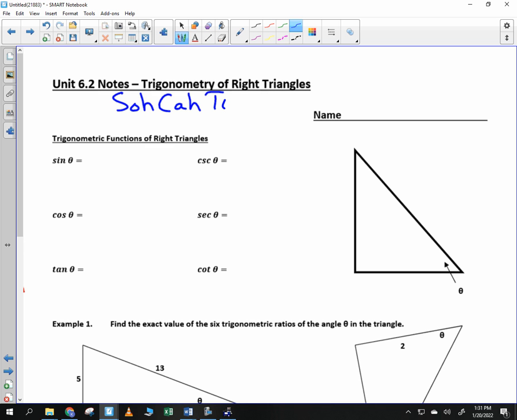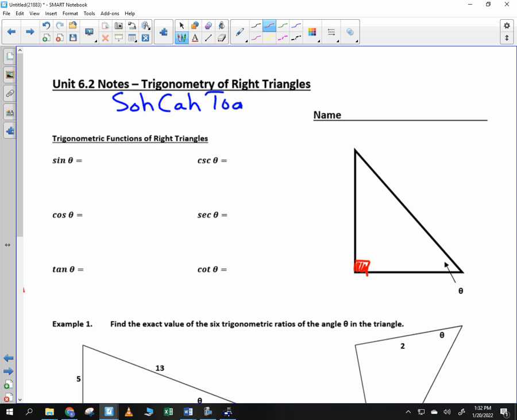Sohcahtoah. So, excellent. My good friend Hannah says, I remember this. This should kind of kick in. I asked a few people on a scale of 1 to 10, how well do you remember this? Some said a 2, other people said 8. Obviously, if you're a 2, it's going to be a little bit tougher. If you're an 8, it's going to be just fine. So, take a triangle, and Sohcahtoah works with a right triangle.